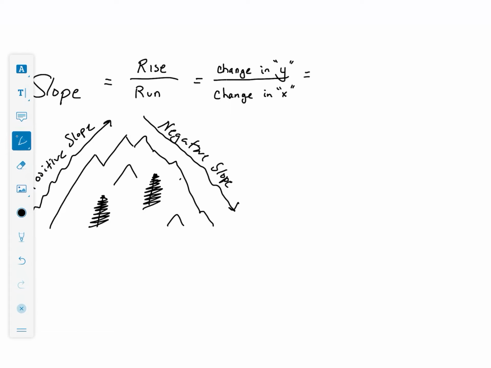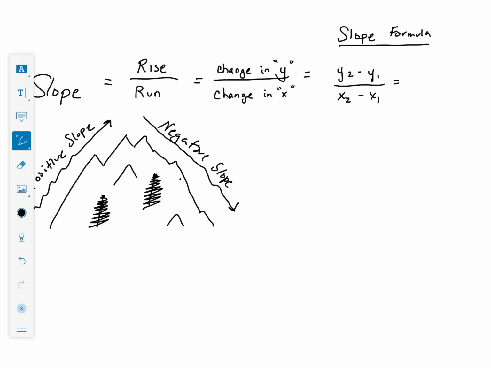Now, we actually can calculate slope using a formula. And that's when you're given 2 points and you want to calculate the slope between those points. Now, the slope formula happens to be y2 minus y1 over x2 minus x1. And now I'm just going to practice this once.